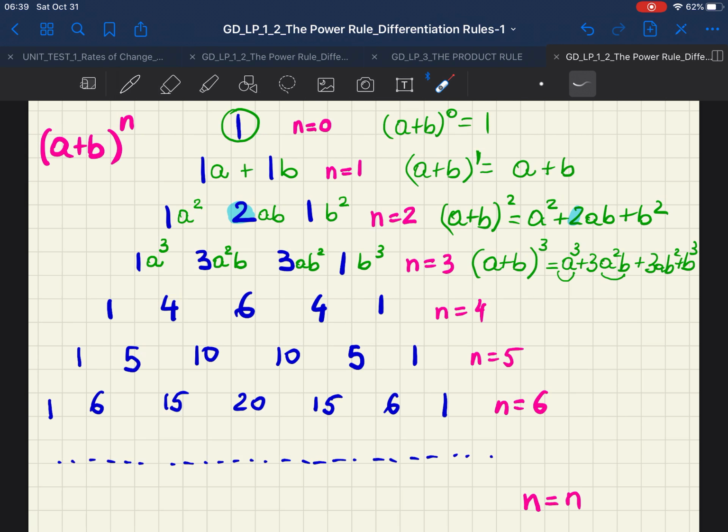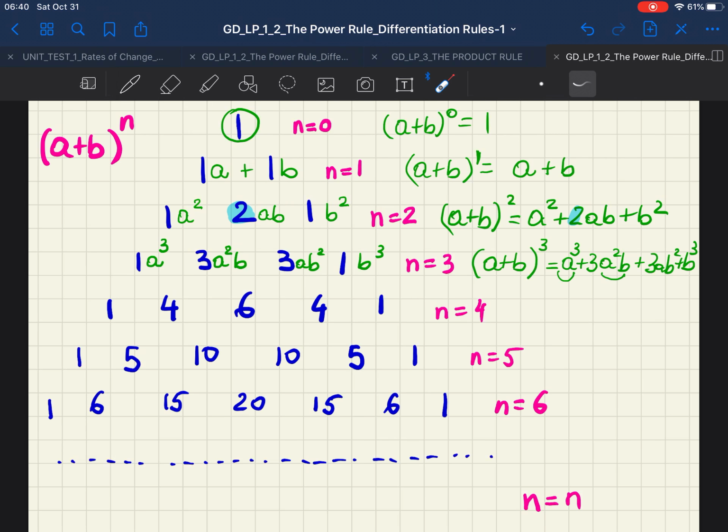So the degree of every term will match the number n in here, so the power or the row number, okay? Another very important observation that we have to make in here is the fact that we always start with the first term raised to the highest power. The second term will be to the power of 0. That's why it's invisible, because b to the power 0 is 1, and multiplication by 1 doesn't change the value of the term.